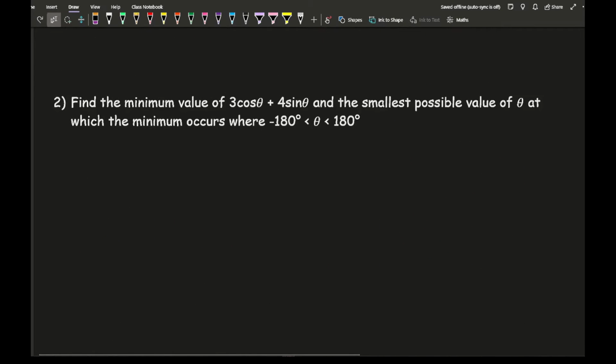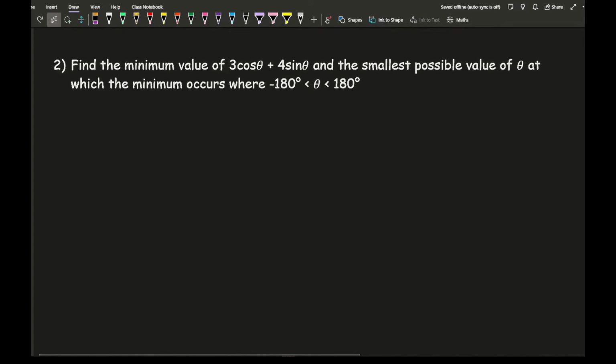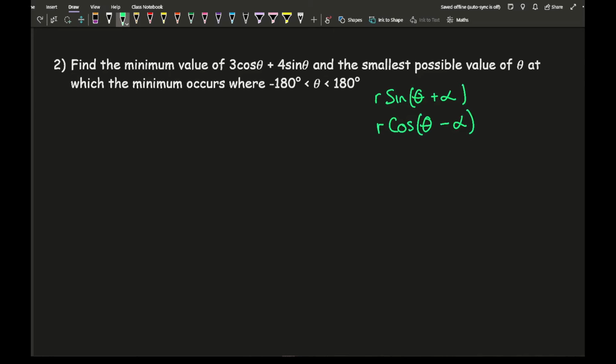Now this second question might look a little bit strange to you simply because we've got no indication on what harmonic form we want. Do we want r sine theta minus alpha or plus alpha, or are we using r cos theta minus alpha? Now for this, it doesn't really matter which one we choose. We can actually use either. Now just because we used sine in the previous example, I'm going to opt for using cos. Again, it doesn't really matter. It should give us the exact same answer.